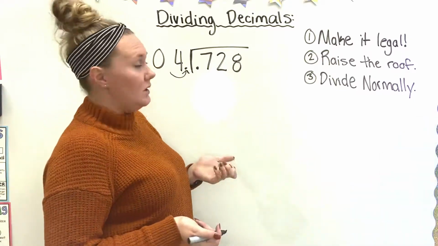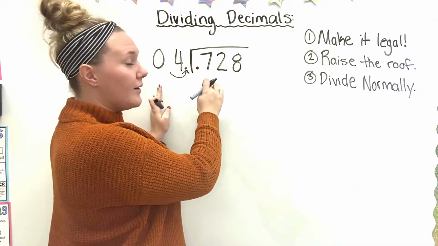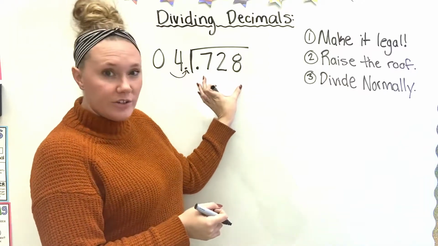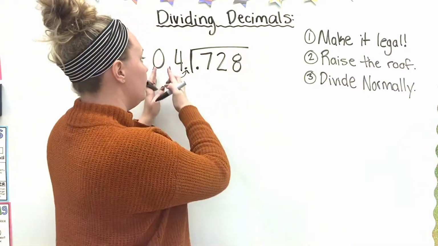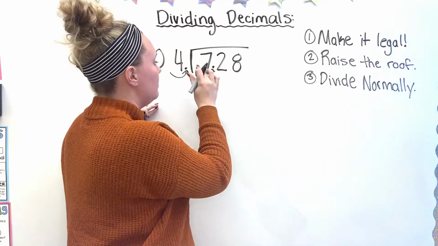Well, remember, in order to make it completely legal, whatever you do to the outside, you also have to do to the inside. So whatever you do to that divisor, you also have to do to that dividend. So I moved 1 time out here. That means I'm going to move 1 time in here also. I'm going to make it match.